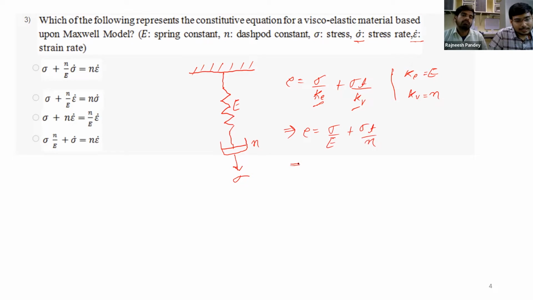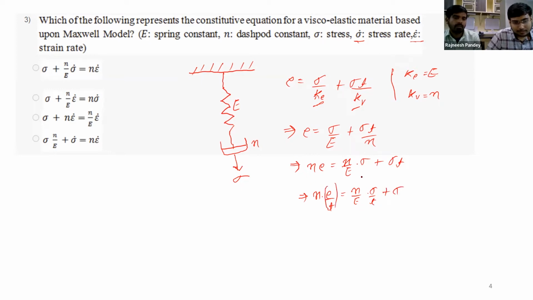Let us rearrange this. So we would get, if I take this side and this side, it will come out to be eta multiplied by epsilon, and this will be eta by E into sigma plus sigma t. Let me bring this t also on this side. So this will come out to be eta into epsilon over t, and this will be nothing but eta over E multiplied by sigma over t plus sigma. And this strain divided by time and stress divided by time, these are nothing but the strain rate, and this is the stress rate itself.